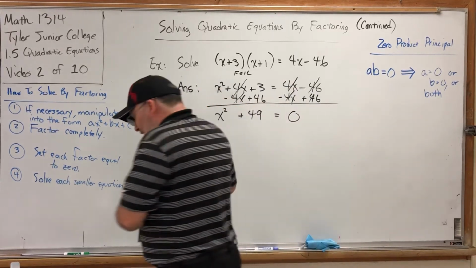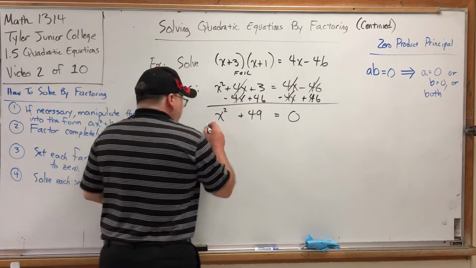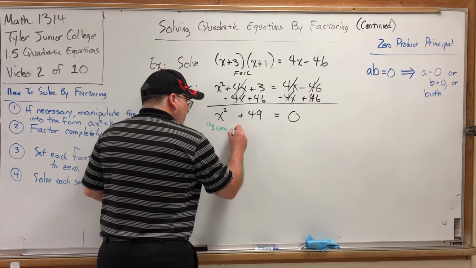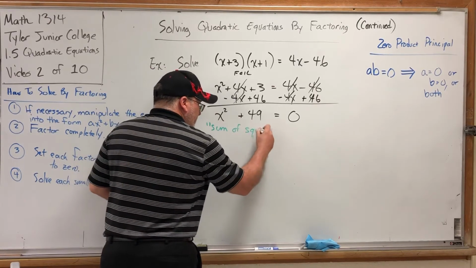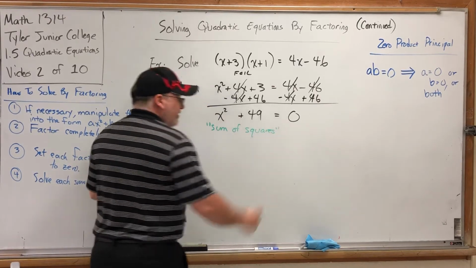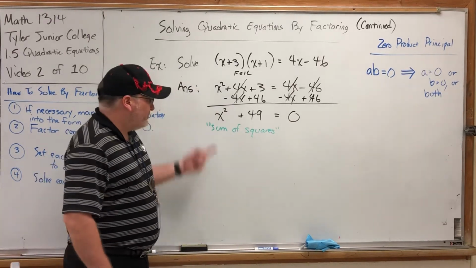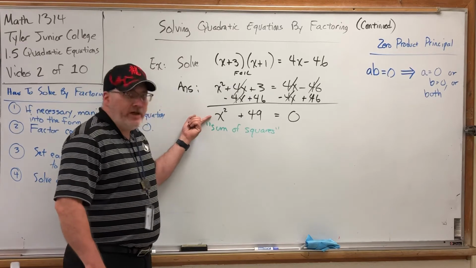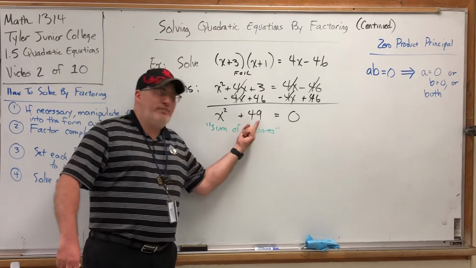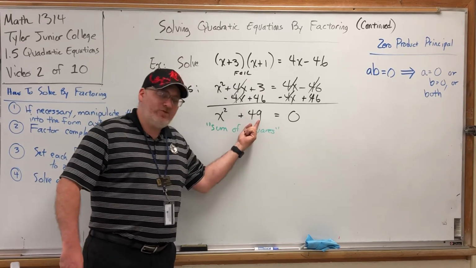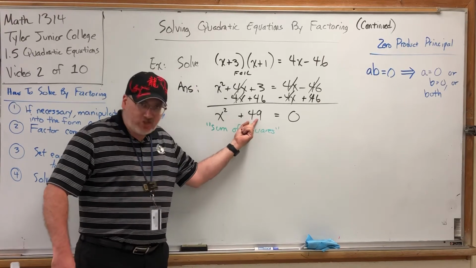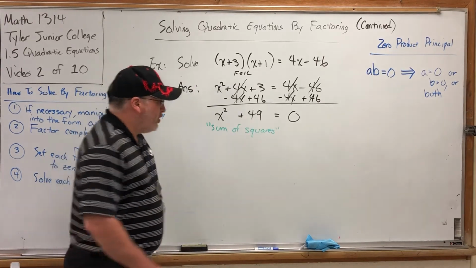This setup is called a sum of squares. Sum meaning an addition problem. Squares meaning something times itself. Sometimes it's explicitly a square, x squared. Sometimes it's implied. The 49 doesn't have a square on it, but that's equal to 7 squared. Sum of squares is prime.